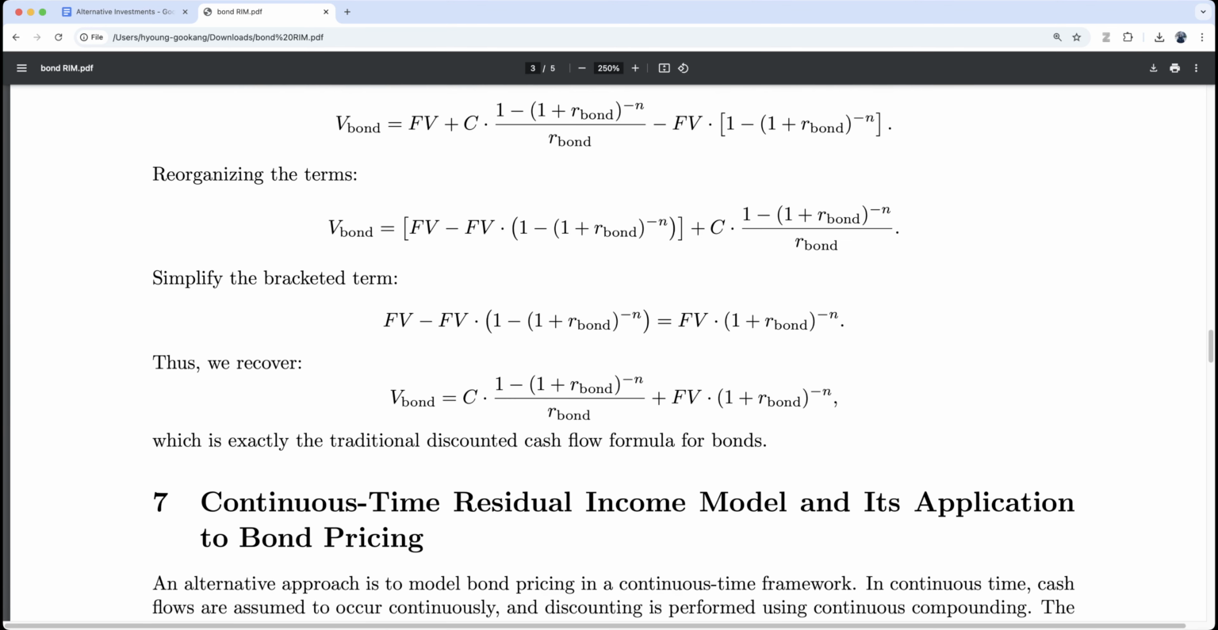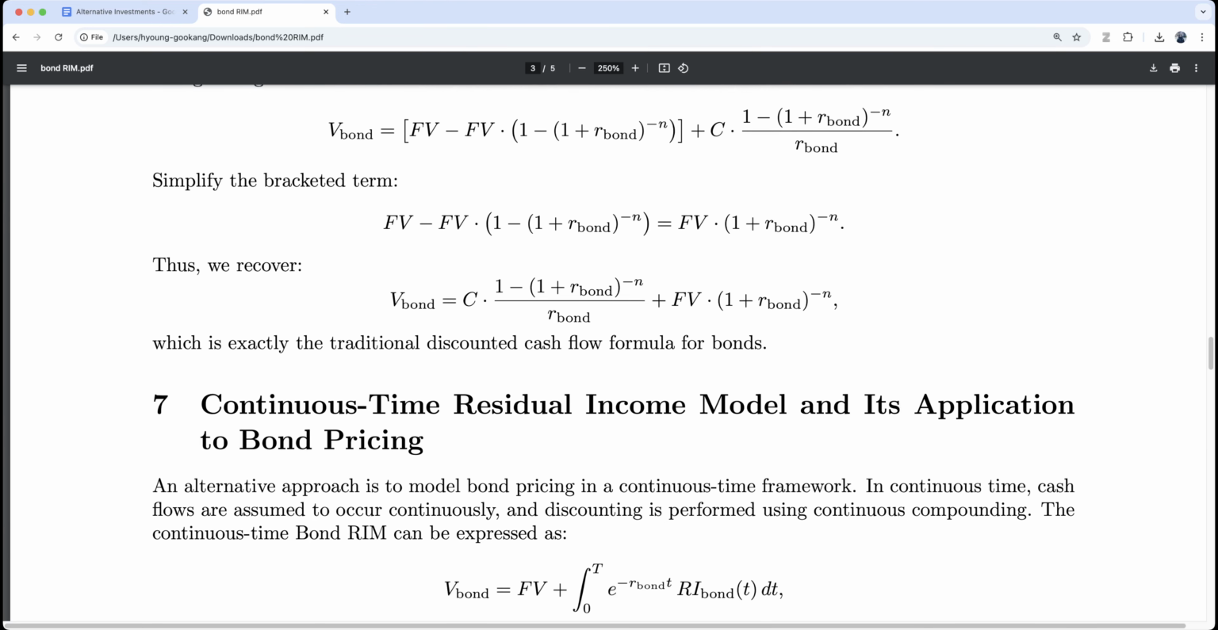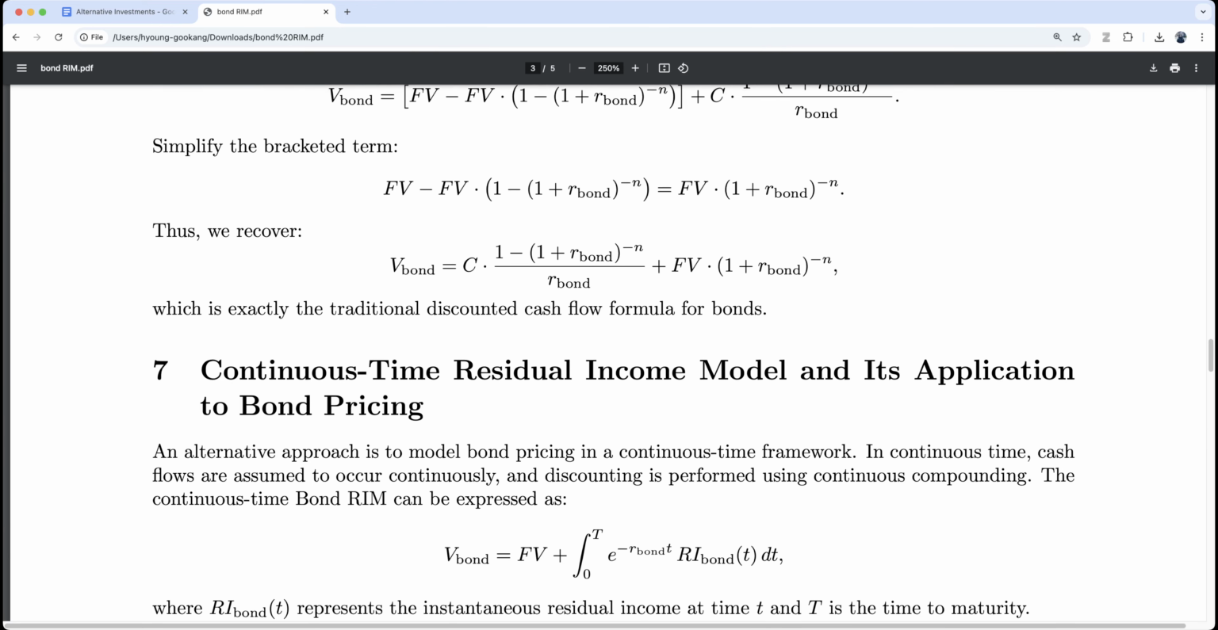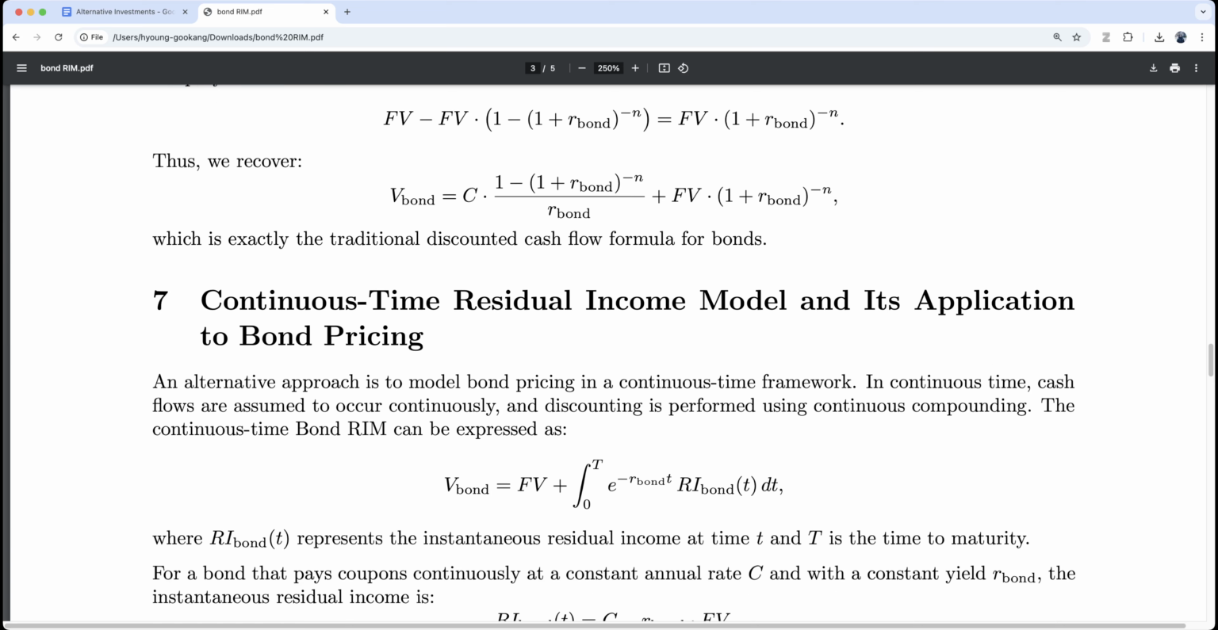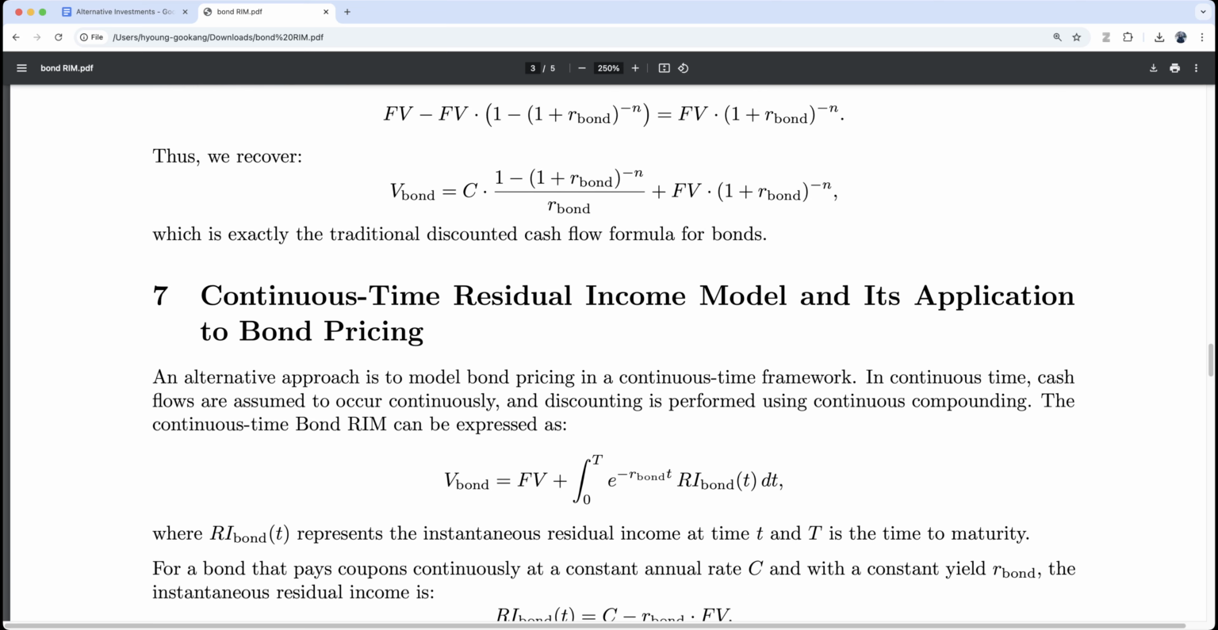Now, let's extend a bit to the continuous time residual income model and its application to bond pricing. An alternative approach is to model bond pricing in a continuous time framework, which I prefer. In continuous time, cash flows are assumed to occur continuously, and the discounting is performed using continuous compounding. The continuous time bond RIM can be expressed something like this. Okay, basically the same.